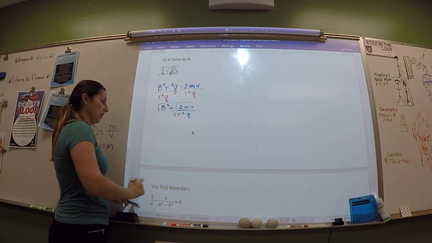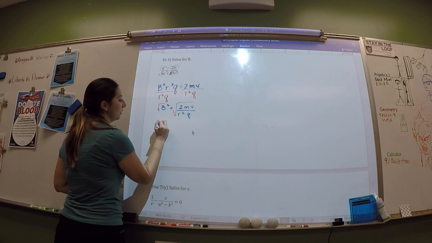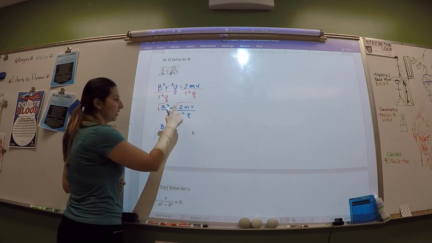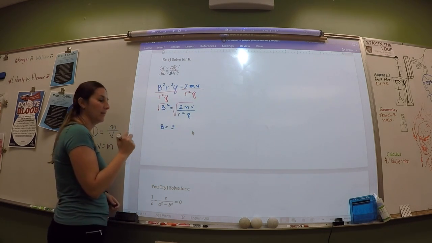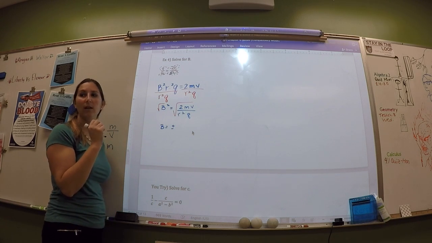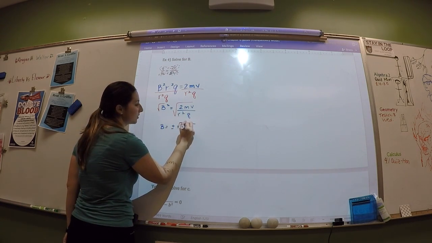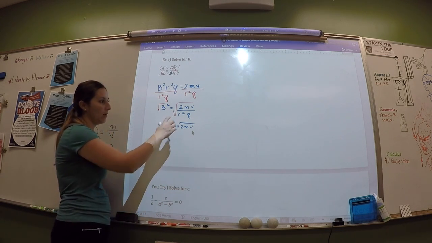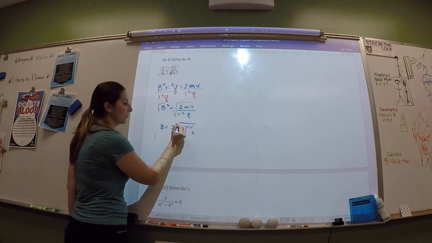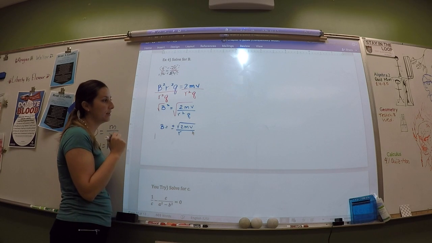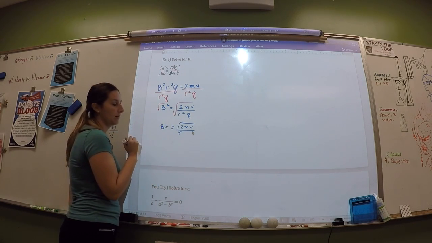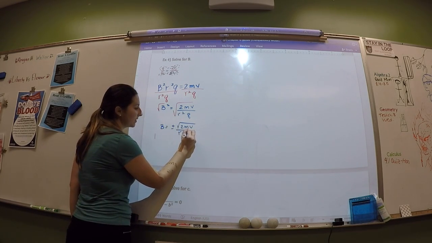So, can 2 be square rooted? No. Okay. Can m be square rooted? No. Can v be square rooted? No. Okay, so all of this is still in the square root. Can r squared be square rooted? Yes. So that is going to come out of the square root. Can q be square rooted? No. Sometimes this is kind of strange.